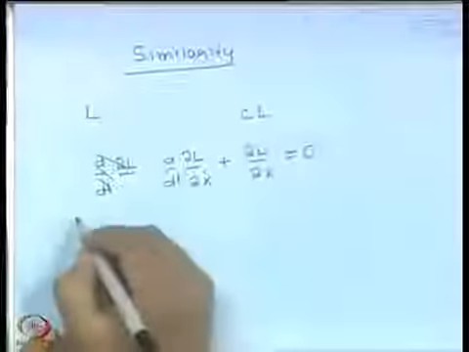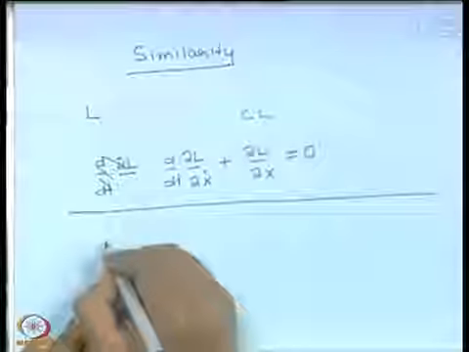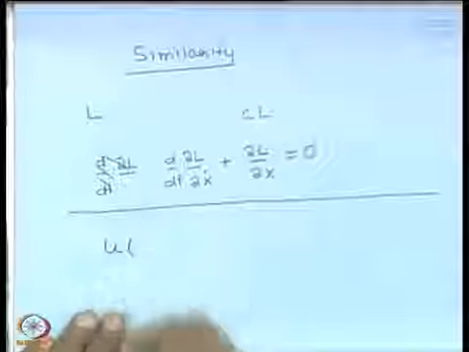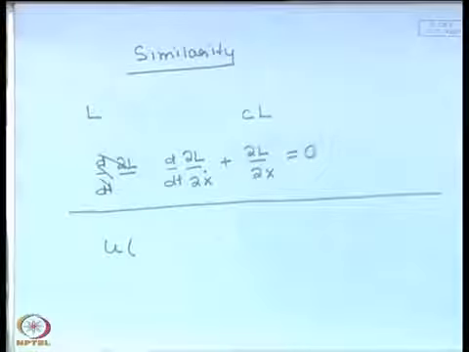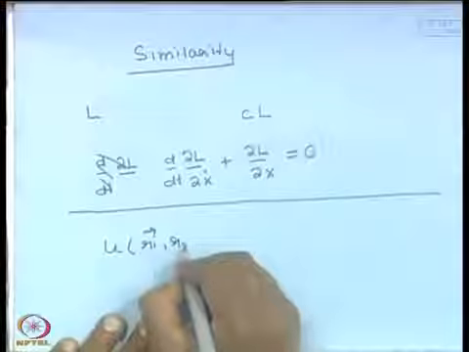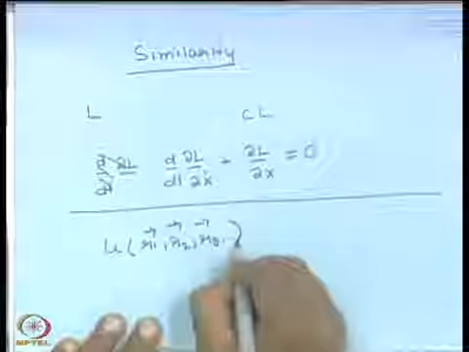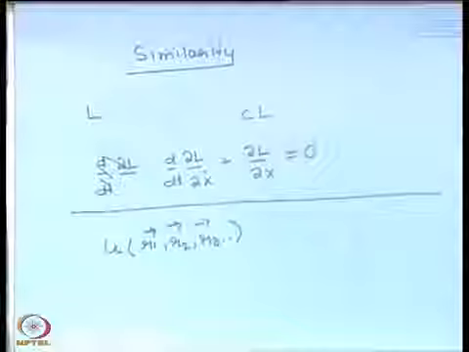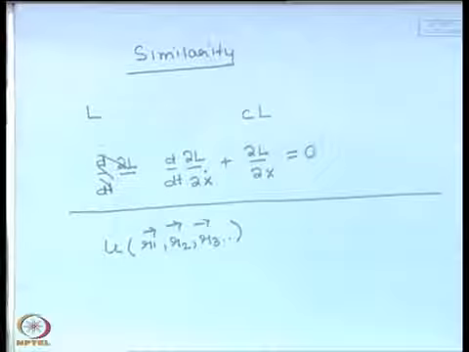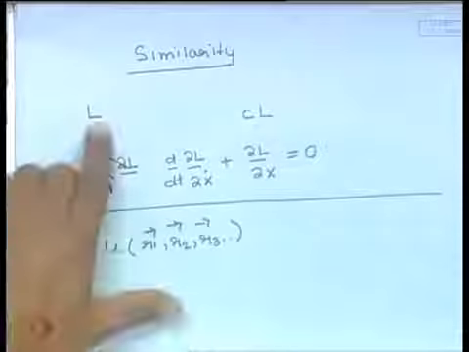Now, suppose my system, whatever system I have, has an interaction, a potential, which could in principle be a function of R1 vector, R2 vector, R3 vector, etc. My system has, let us say, n particles, and there is some interaction between them which depends on R1, R2, R3, Rn, which is there in the Lagrangian.